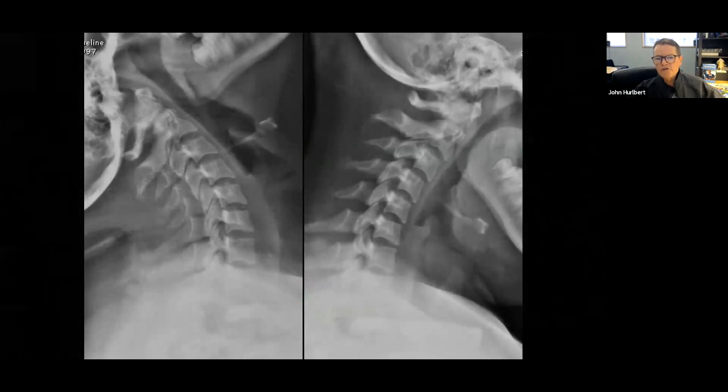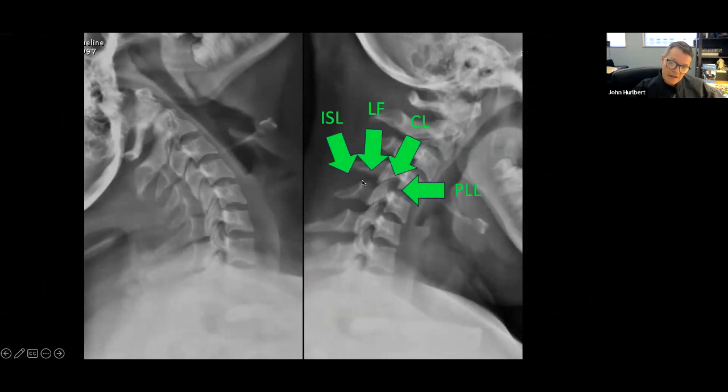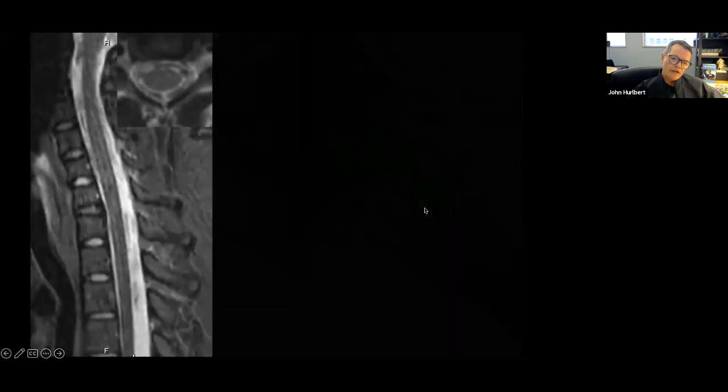Here are the flexion extension views we got 2 days later when she woke up enough to be cooperative, and not surprisingly, no evidence of ligamentous failure. Once again, I want to point out that to get to that area, you're going to have to have the ligamentum flavum fail, and you're going to start to see signal change in all of these ligaments, because for one ligament to fail, there's going to be stress and strain placed on all of these.